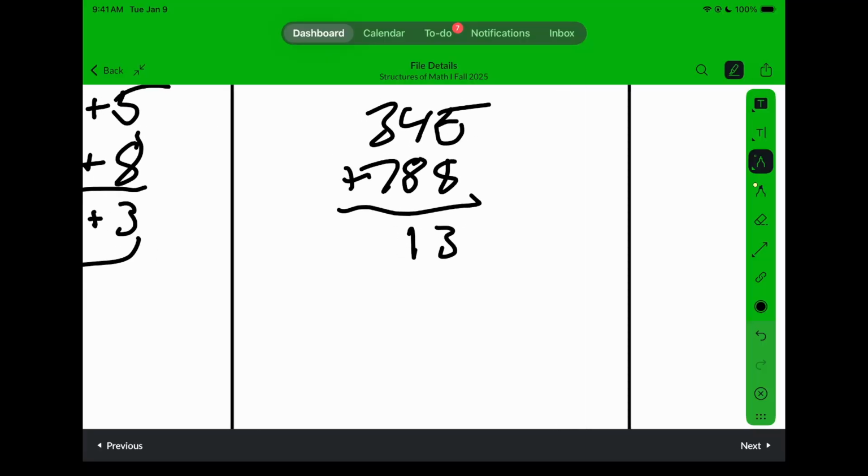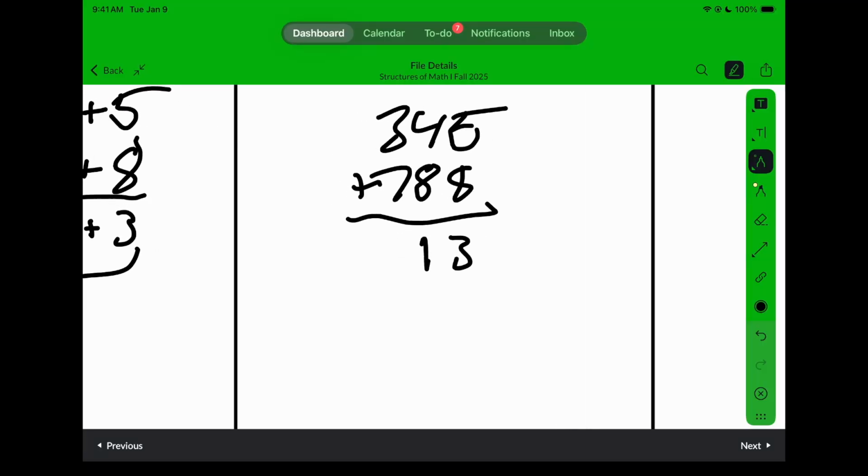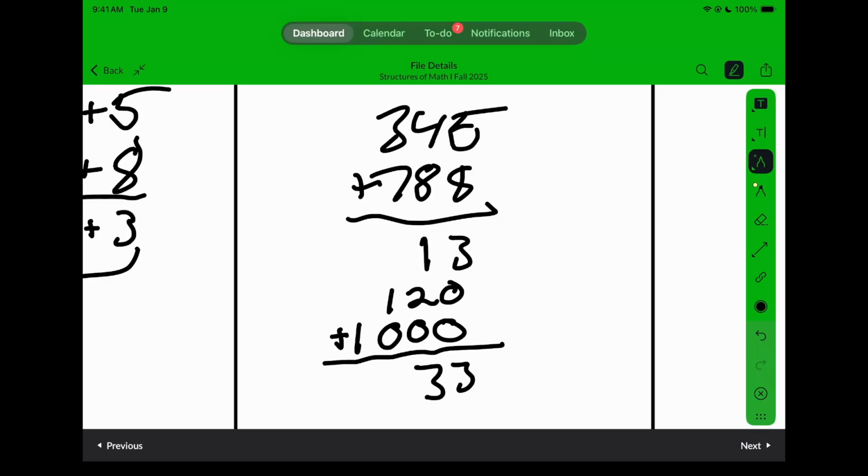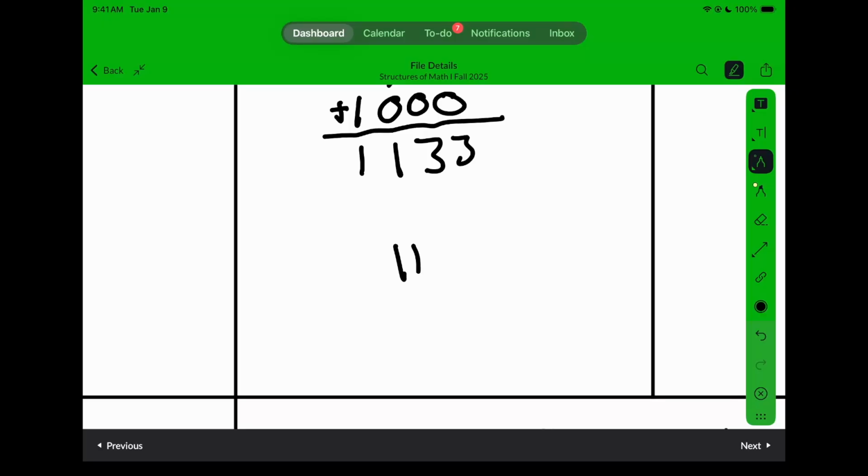And then 8 plus 4, you got to think of it as 80 plus 40. So that's 120. And then 7 plus 3, you got to think of it as 700 plus 300. So that's 1,000. And then just add these together. 3 plus 0 plus 0 is 3. 2 plus 1 plus 0 is 3. 1 plus 0 is 1. And then that's 1. So your answer is 1,133.